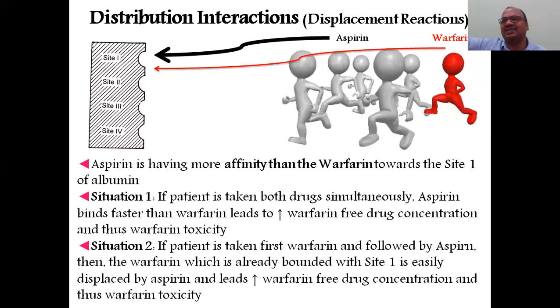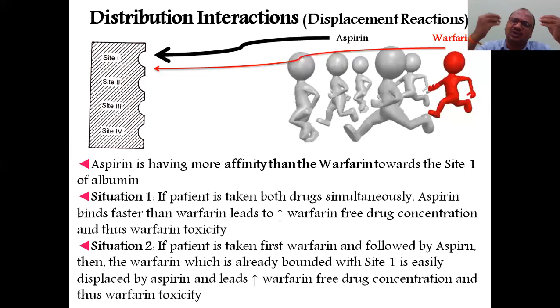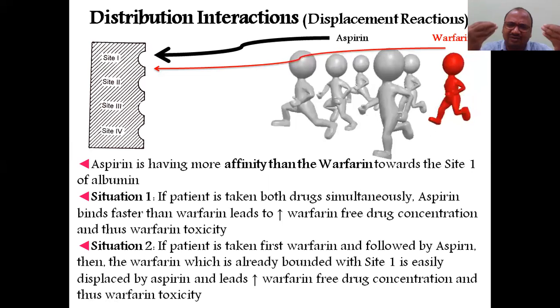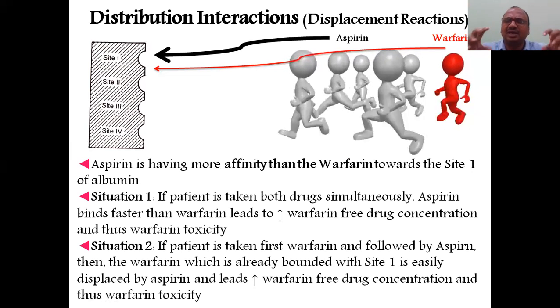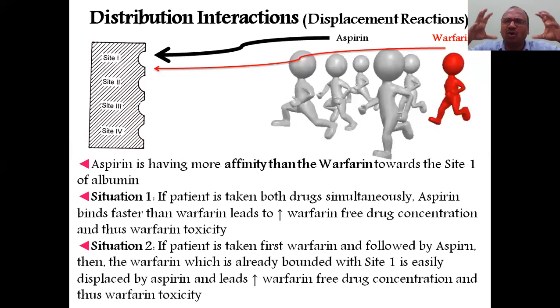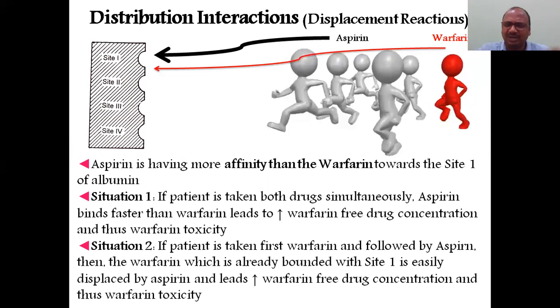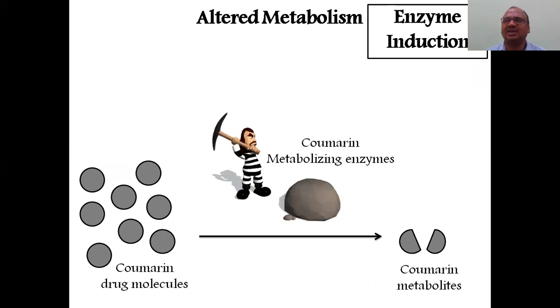So the free drug concentration of warfarin is increased. It again leads to warfarin toxicity, coma. The patient will be in a coma. Hematologic damage is there, and anticoagulant effect will be more increased. It leads to damage, internal hemorrhage, and all. That is about the distribution interaction. Now you come to altered metabolism.